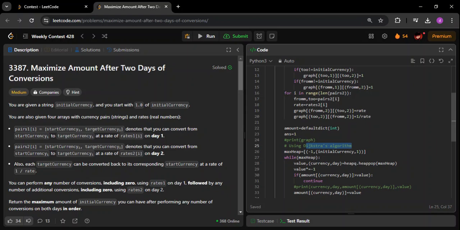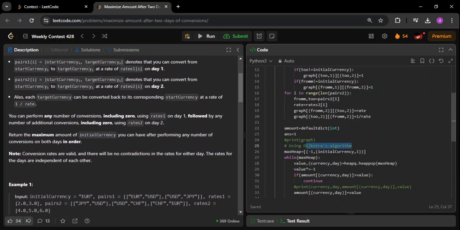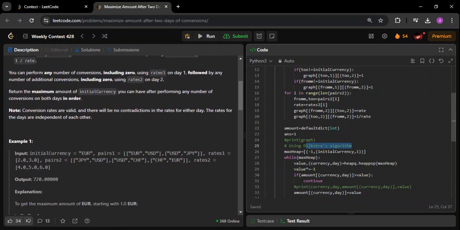BFS and DFS will come into the picture when all the edges have the same weight. That is point number 1 that I want to tell you. I felt this is not the case here. So I felt Dijkstra's algorithm would be better, so I did it that way. It's beating almost every solution here, 100% in both time and space complexity. So I'm going to show this solution.